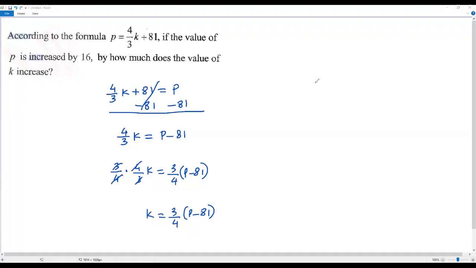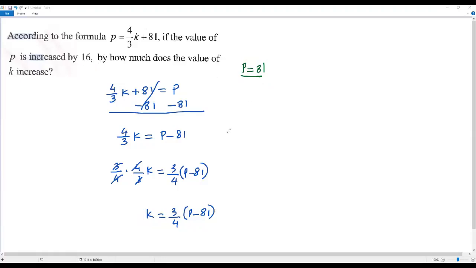Now I'm going to plug in P equals 81. Here you may have a question: how can I decide to plug in P equals 81? Because if I plug in P equals 81, 81 minus 81 becomes 0, 0 times 3/4 becomes 0. Finally, the value of K becomes 0. In the next step, I'll increase this value of P by 16 so that I can easily find how much the value of K increases.